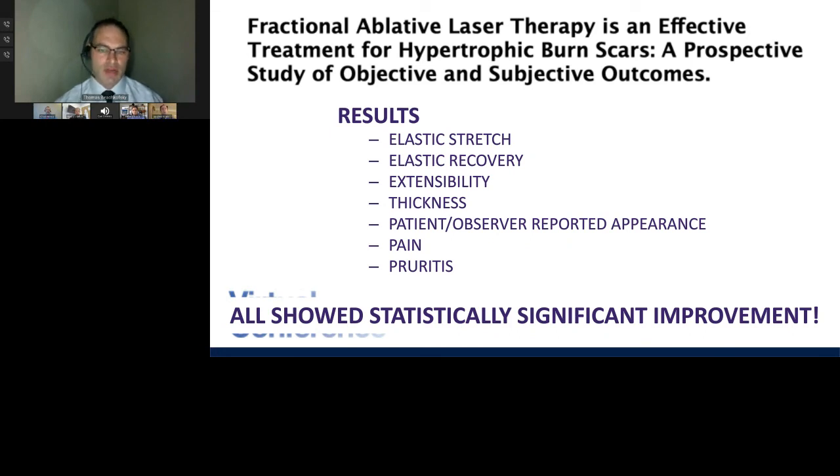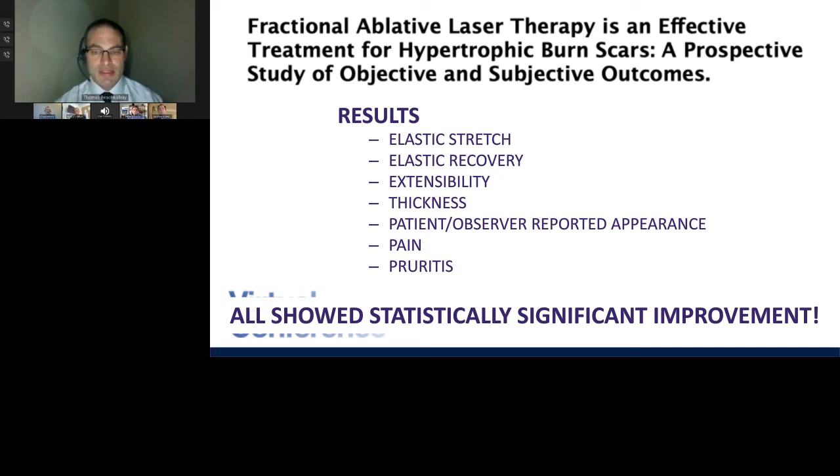It stretched better, recovered quicker. It was more extensible. The thickness of the skin improved. The observed appearance improved. And pain and pruritus absolutely improved. So these types of treatments, not only do they help with symptomatology, which is very, very important, we want function, but we also want form in our patients, and they'll let you know what they're most interested in.